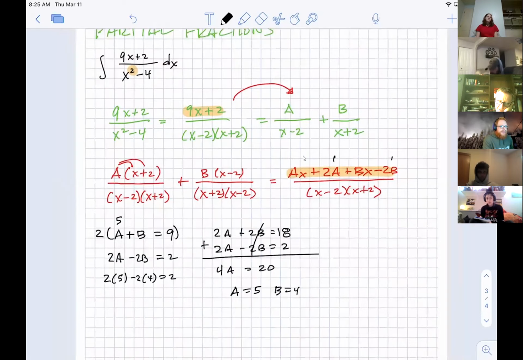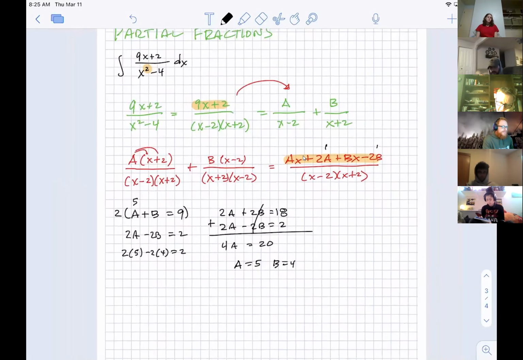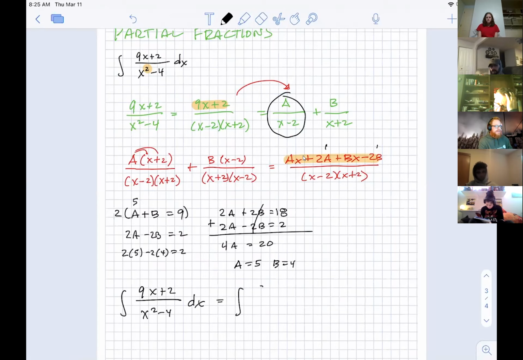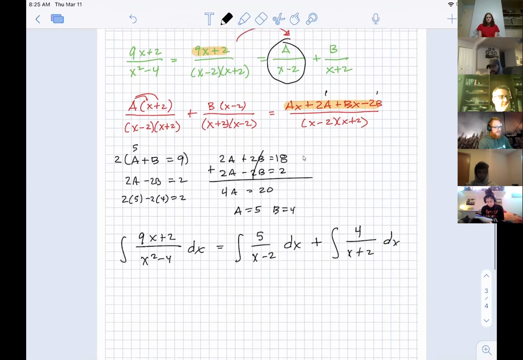So that means I just did something that's going to make my life ridiculously easy, because now I can say that the integral of 9x plus 2 over x squared minus 4 could be thought of as the integral of a over x minus 2, but we just found out a was 5. And separately, because we love plus signs, b over x plus 2, but b was 4. So we never had to change letters. Do you see those as really easy problems now because we effectively got rid of the squared?